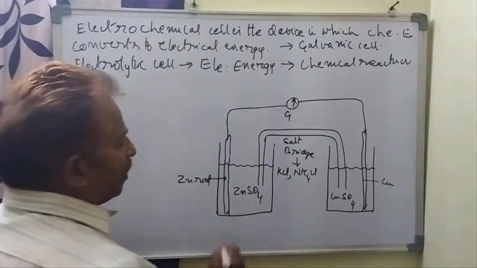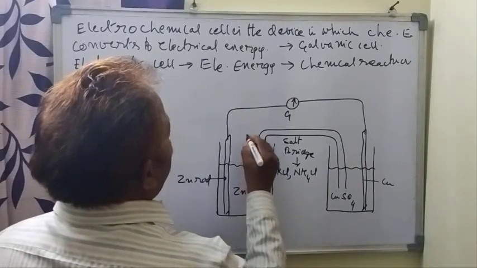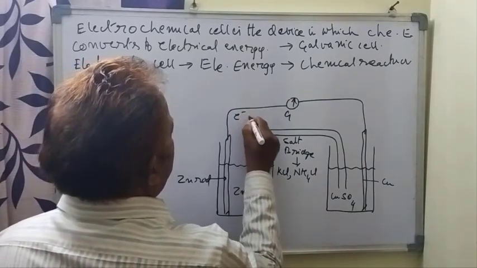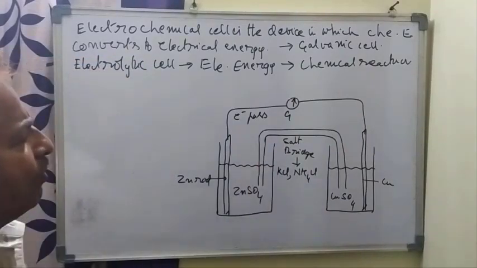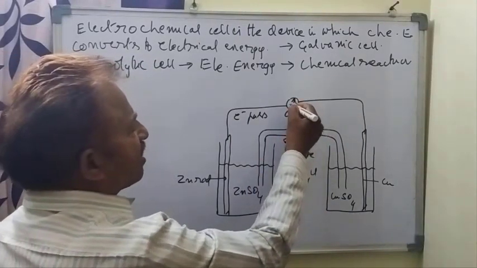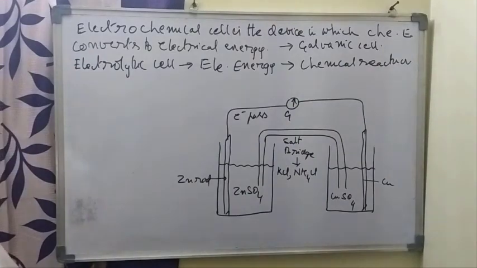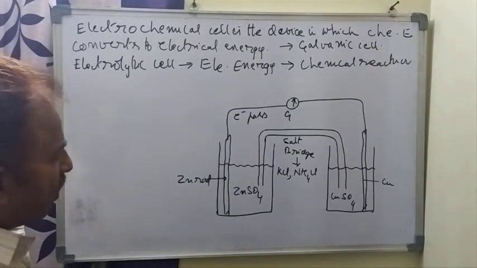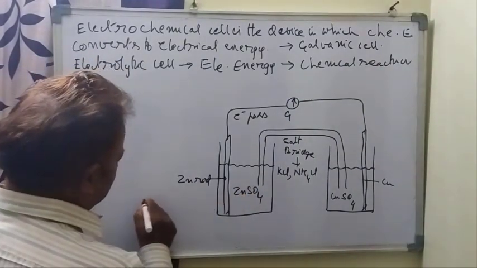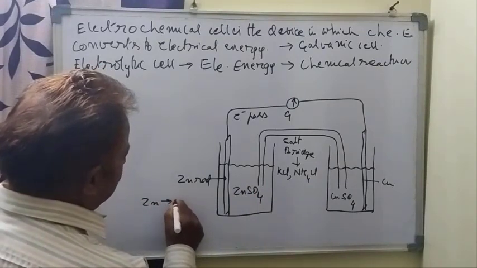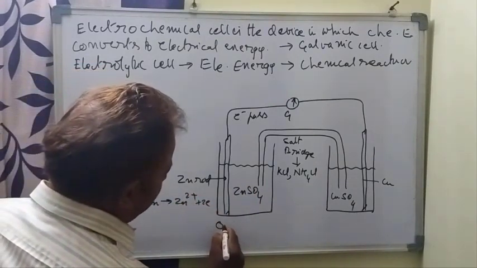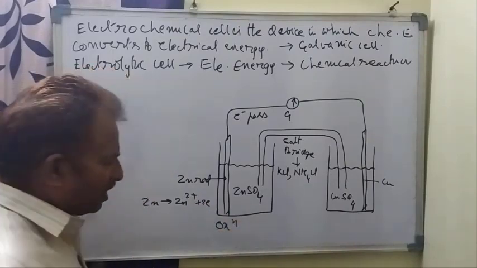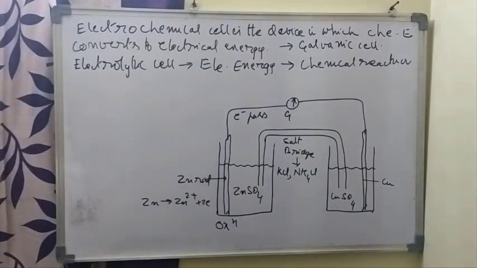Now here electrons pass from zinc to copper. Therefore, deflection is seen in this galvanometer. So what is happening here? Zinc gives Zn2+ ions plus 2 electrons. Therefore here oxidation takes place. Therefore this is the oxidation half cell.